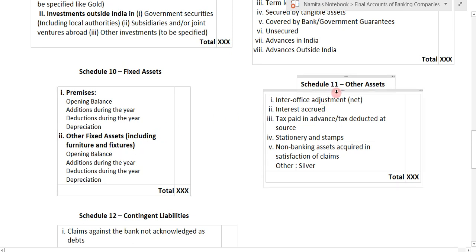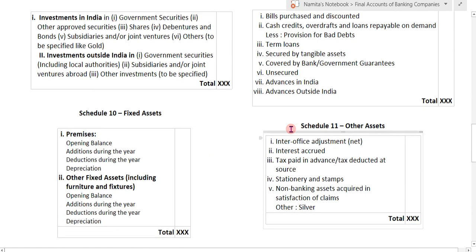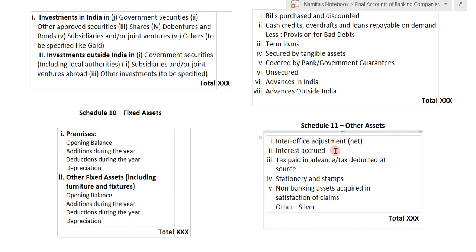Next is schedule number 11, other assets. In other assets, other than the fixed assets, whatever assets the bank is having are to be recorded in schedule number 11, like inter-office adjustment. As I said on the liability side, if the inter-office adjustment balance is a debit balance, it is to be recorded in other assets, that is schedule number 11. If the balance is in credit form, it is to be recorded in schedule number 5.